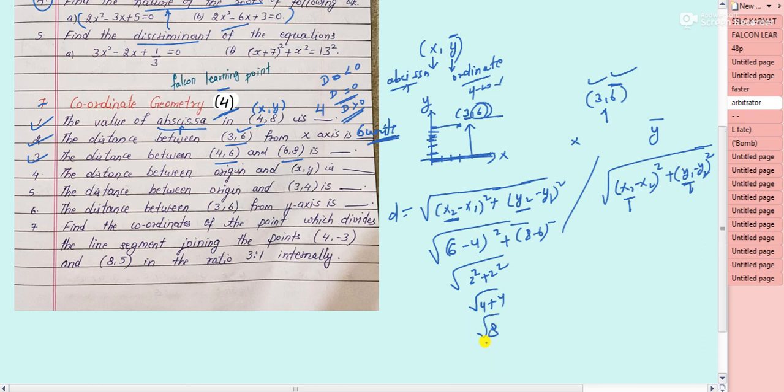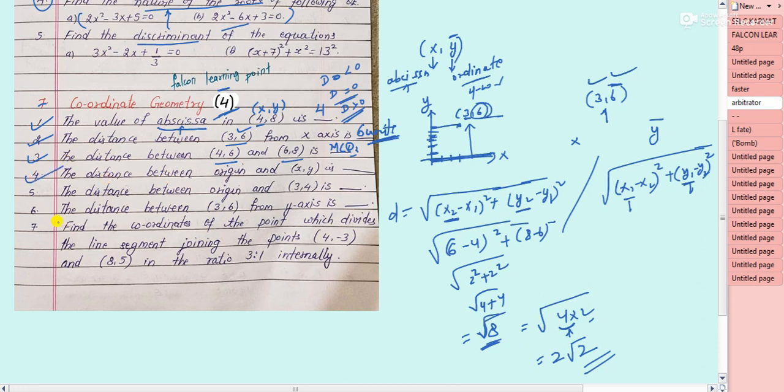And what if you don't get this in the options? Imagine this is from MCQ questions, and if root 8 is not given in the options, what are you going to do? Yes, reduce this. We can write this as root of 4 into 2. Why am I taking 4? Because 4 is a perfect square, so we can take it out. Root 4 is 2 and this is root 2, so the answer is 2 root 2.